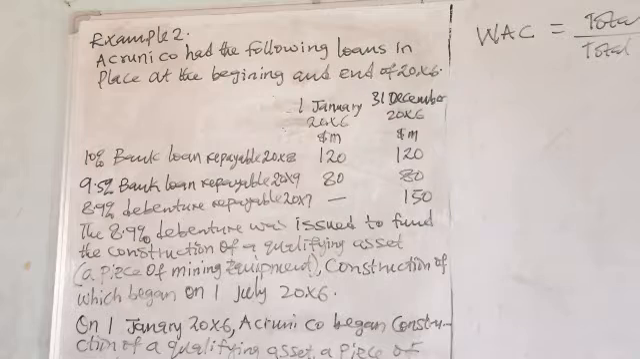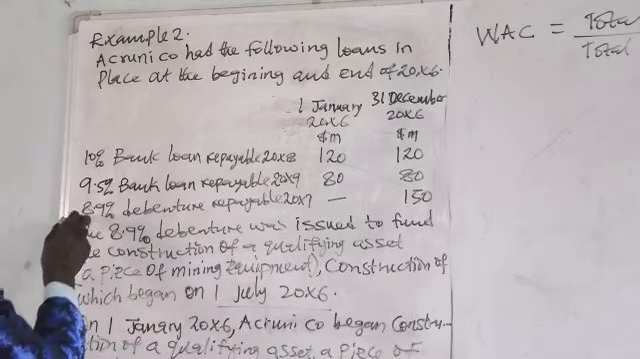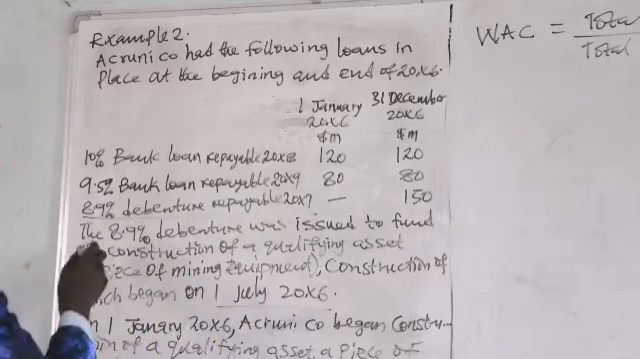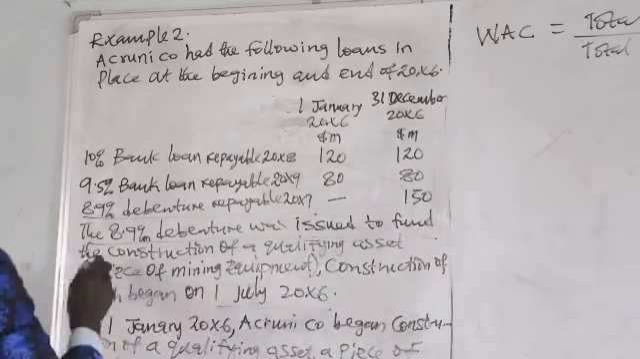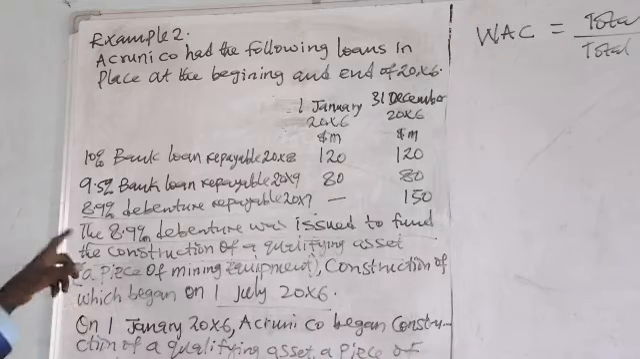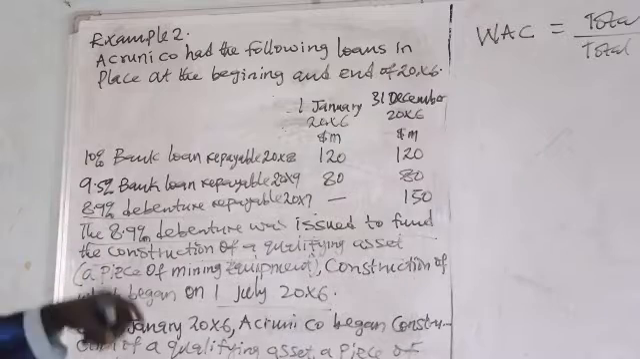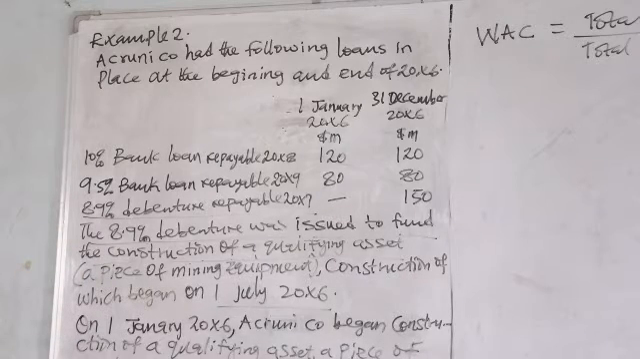The 8.9% debenture was issued to fund the construction of a qualifying asset, a piece of mining equipment, construction of which began on 1st of July 2006. This 8.9% was used to fund construction of a qualifying asset. That is a specific asset. So the capitalization rate for that will be the cost of that asset, the 8.9% of the cost of the asset. That will be the capitalization rate.